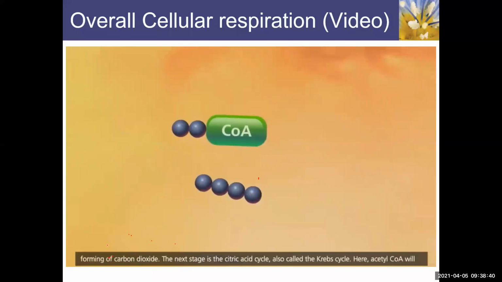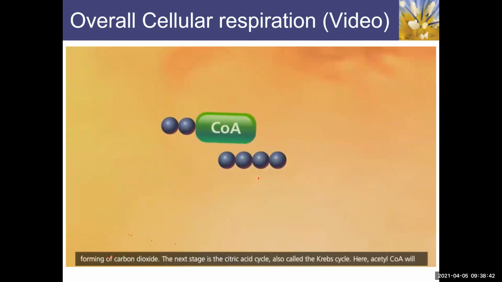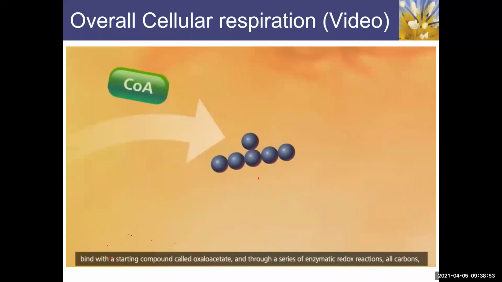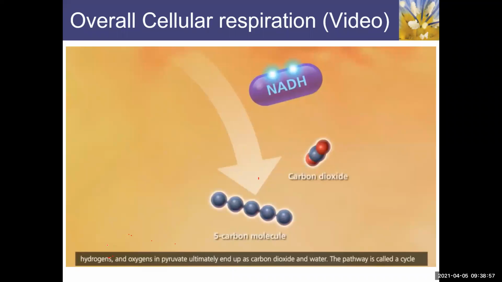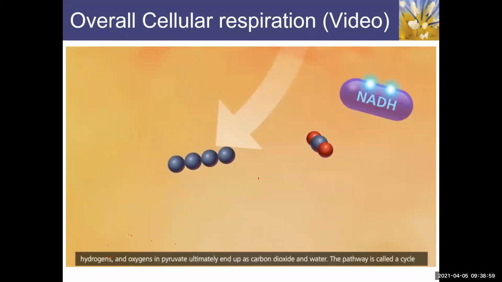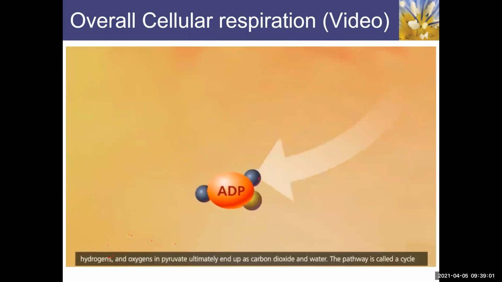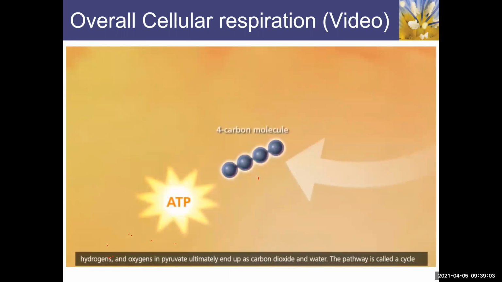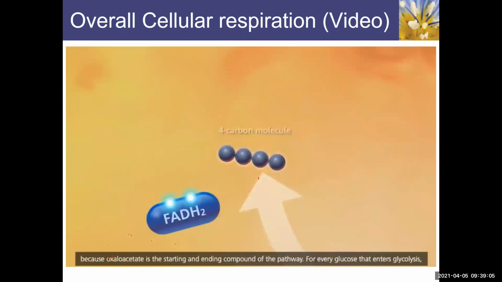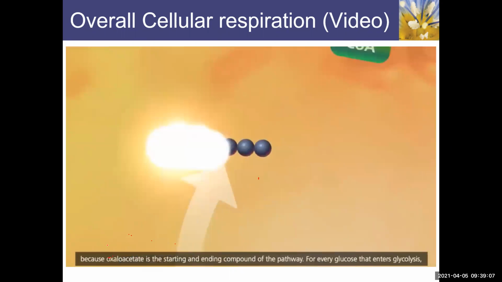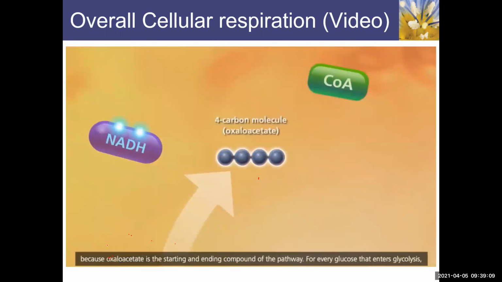The next stage is the citric acid cycle, also called the Krebs cycle. Here, Acetyl-CoA will bind with a starting compound called oxaloacetate, and through a series of enzymatic redox reactions, all carbons, hydrogens, and oxygens in pyruvate ultimately end up as carbon dioxide and water. The pathway is called a cycle because oxaloacetate is the starting and ending compound of the pathway.